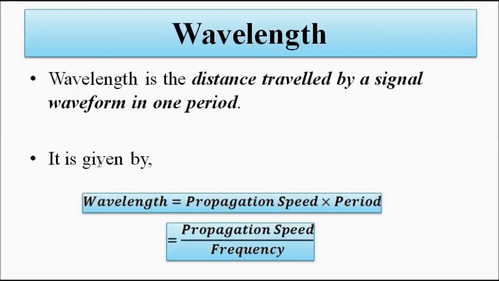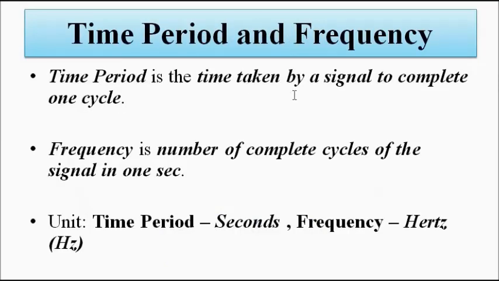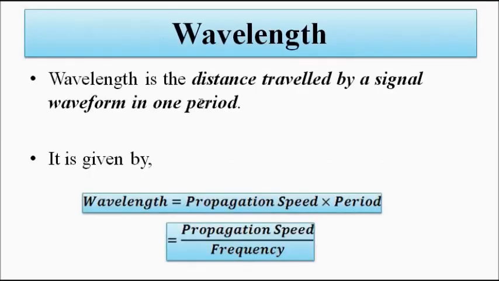Wavelength is basically the distance traveled by a signal waveform in one time period. We discussed time period and frequency. Time period is the time taken by a signal to complete one cycle. So the distance traveled by the signal in one time period is called the wavelength.